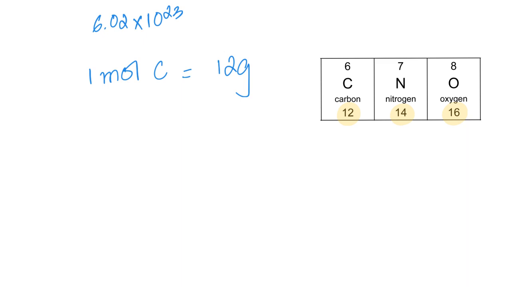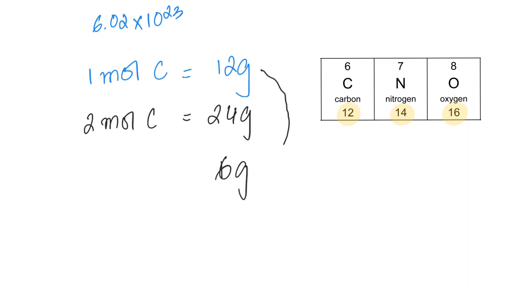And obviously, let me change my color. If I have 2 moles of carbon, that's going to be twice as heavy, or 24 grams. If I have 6 grams of carbon, which is half, then because 1 mole was 12 grams, 6 grams is X. What is this going to be? Well, this is going to be 0.5 moles of carbon. Okay? So at this point, it's just ratios.